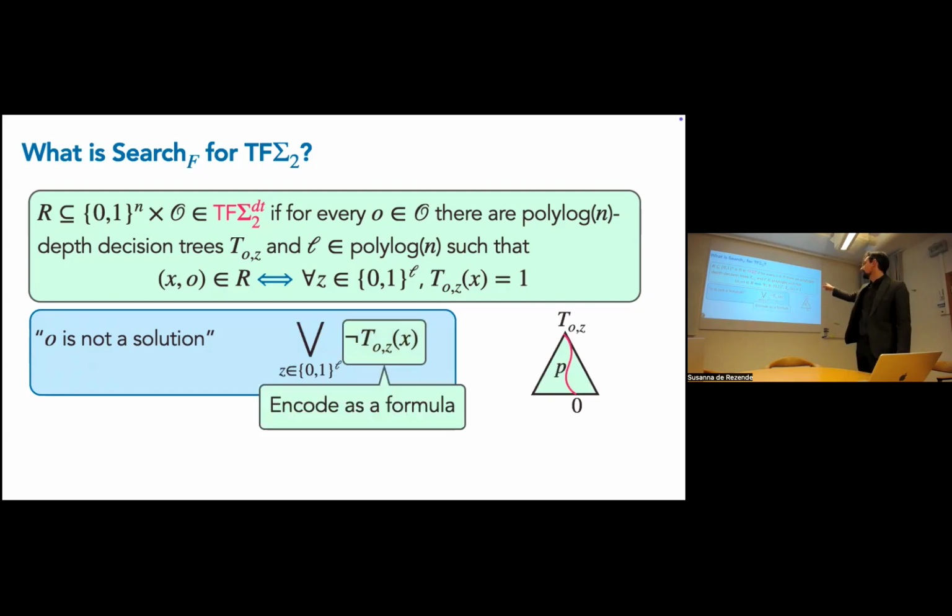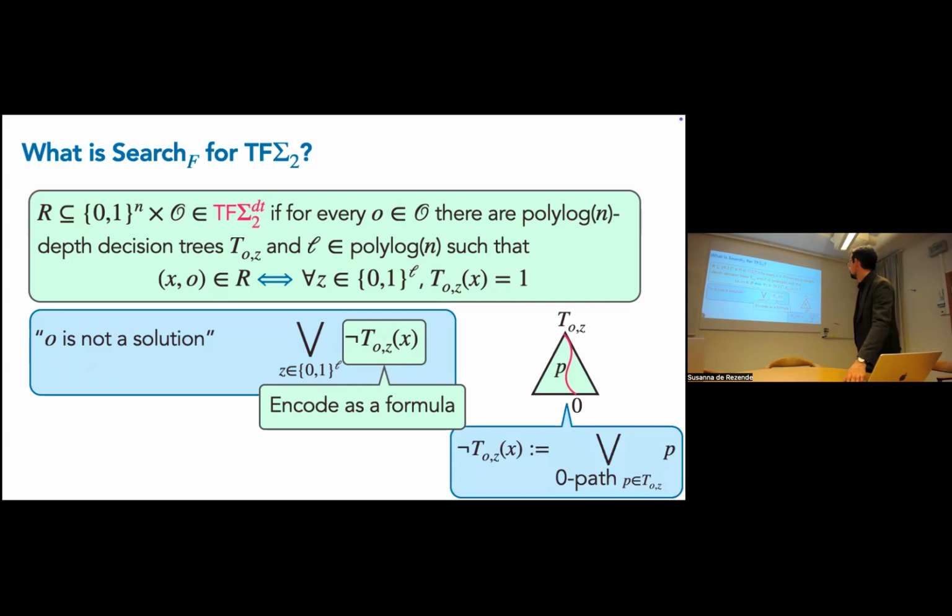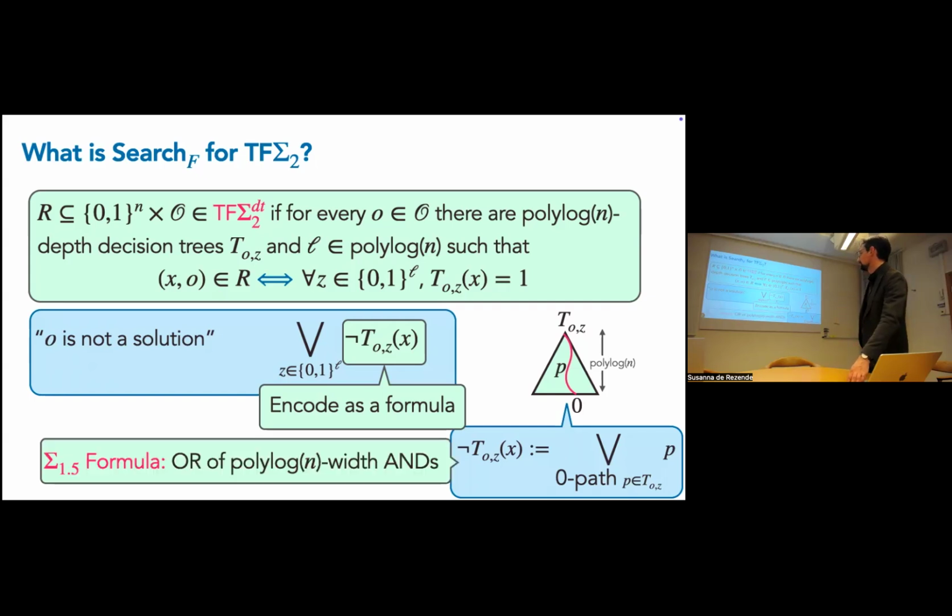And now we want to write down that O is not a solution given the advice fed on input X. So we take the decision tree, we look at all of the 0 paths, and we take a big OR of them. So it means we take some 0 path in this decision tree. This is polylog depth, so this is a sigma 1.5 formula. And now we get the formula that says that O is not a solution, which I'll denote by FRO.